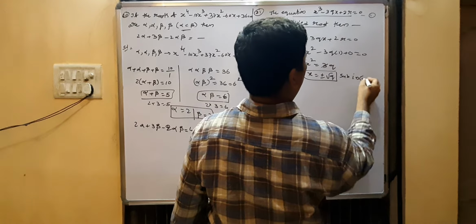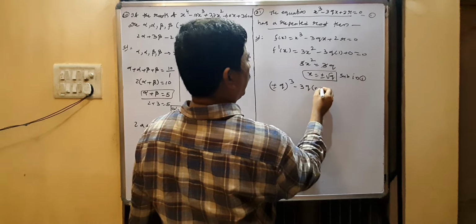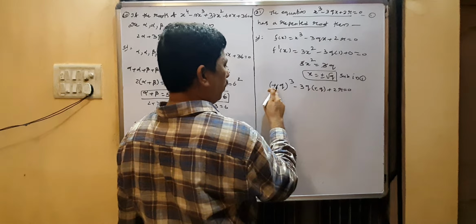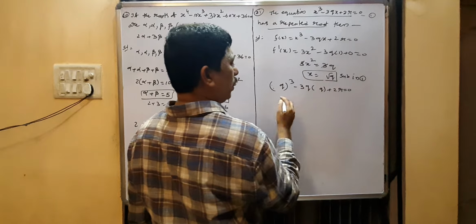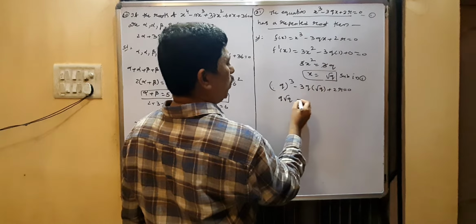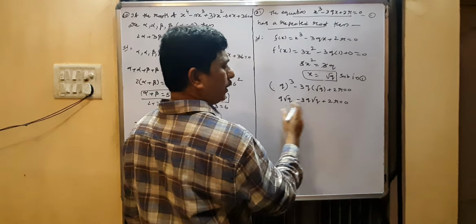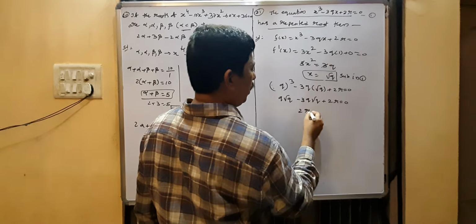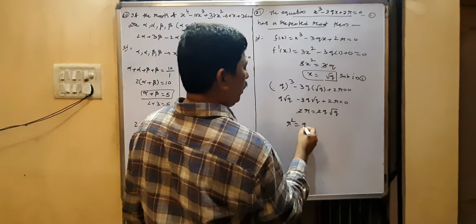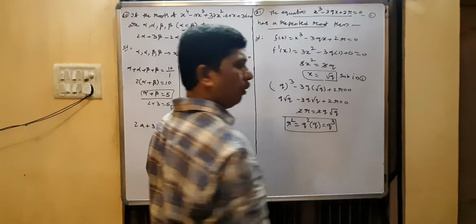Substitute in 1: plus or minus root q whole cube, minus 3q into plus or minus root q, plus 2r. If you take the plus sign only, then we get q root q minus 3q root q plus 2r equal to 0. One time minus three times means minus 2 times, so 2r equals 2 into q root q. Squaring on both sides, r square equals q square into q, that is q cubed. This is one method.